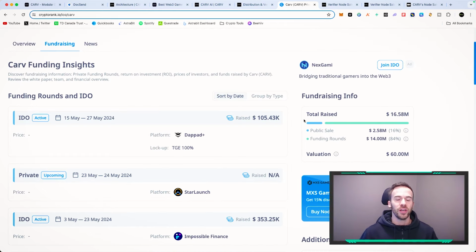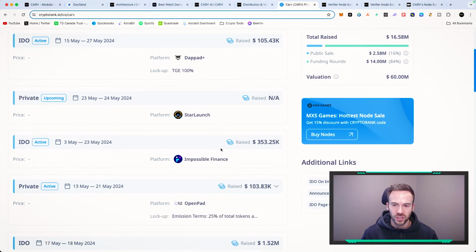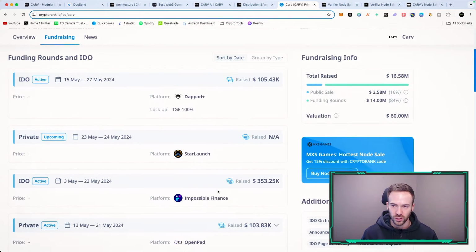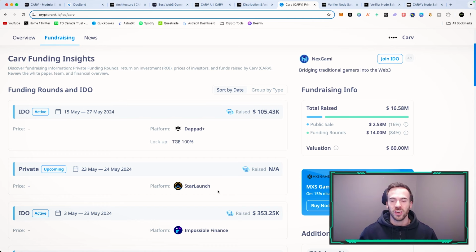And if we do take a look at some of the upcoming sales, we do have some on DAO Maker, Starlaunch, Impossible Finance, OpenPad, Seedify, and so on and so forth. Those are all for the actual node sale, and eventually there is probably going to be a token sale at some point. But right now we're really focusing on the node sale, very similar to Ether and to GPU.net, to IO.net, and all of these bigger companies that have recently launched their node sale. They get their node sale first, and then they go on to their token sale after their node sale is completed.